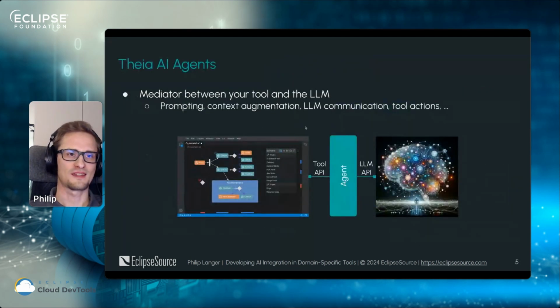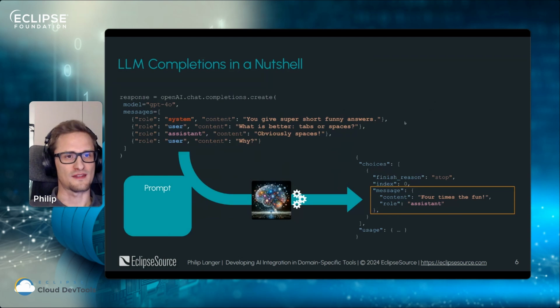So let's have a look at the first main part of Theia AI, and that's agents. Agents are essentially the mediator between, on the one hand, your tool, using its tool API and stuff like that, and on the other side, the LLM. So that means it encapsulates really everything from the prompting, the context augmentation, LLM communication, tool actions, and all of these things. So it has full control over the prompting. Let's have a look at that.